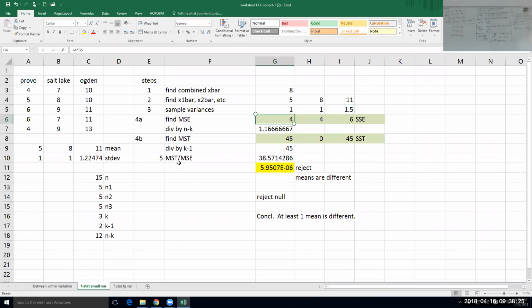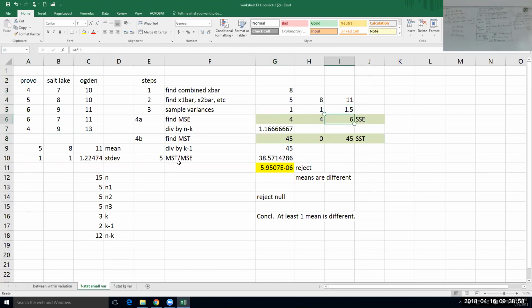Let's talk about the MSE, which is really the SSE. So the SSE over here says n1 minus 1. As I look here, Provo, I have 5 data points. 5 minus 1 is 4. I'm going to multiply that by s1 squared. So 4 times 1 is 4. 4 times 1 is 4. 4 times 1.5 is 6.